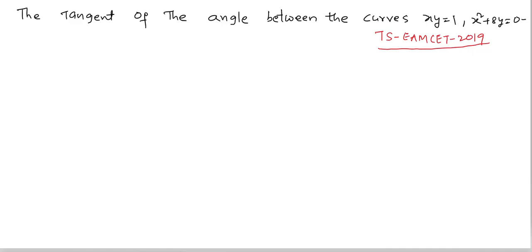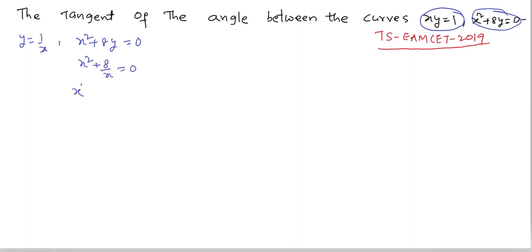Find the tangent of the angle between the curves xy = 1 and x² + 8y = 0. The given curves are xy = 1, so y = 1/x, and x² + 8y = 0. Substituting the y value, x² + 8/x = 0. Take the LCM, that is x³ + 8 = 0.